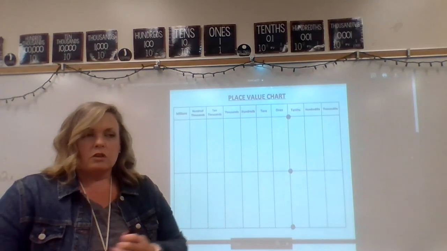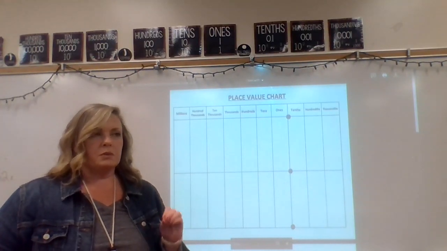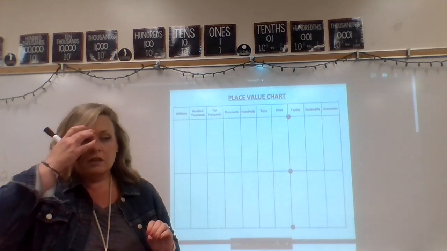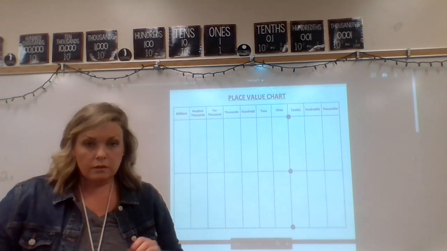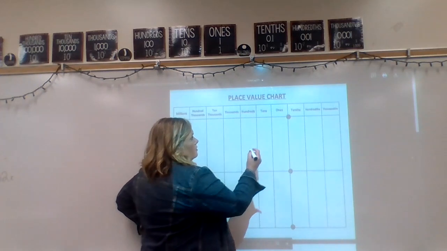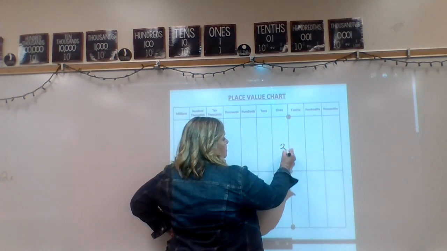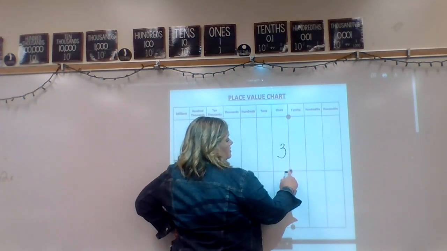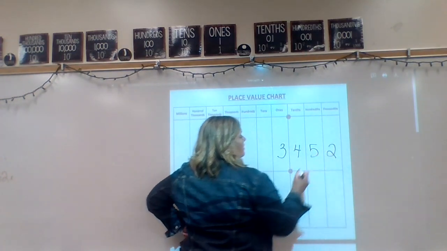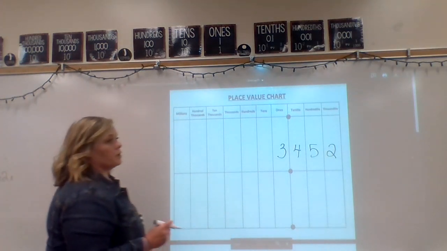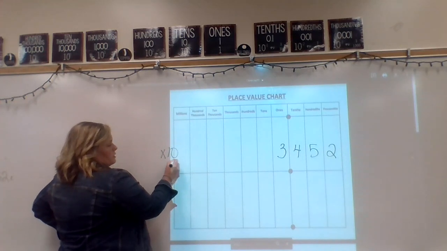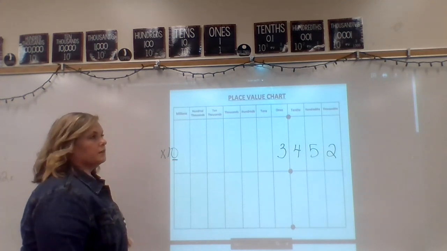Okay, I'm going to show you how to multiply and divide by 10, 100, and 1000 using your place value chart. All right, so we're going to start with the number 3 in the ones place, and is your decimal 452 thousandths. And I'm going to multiply that by 10.